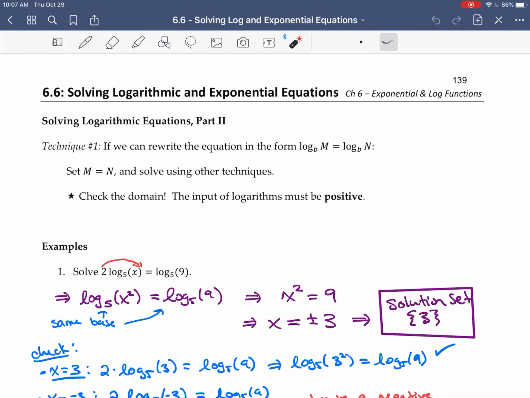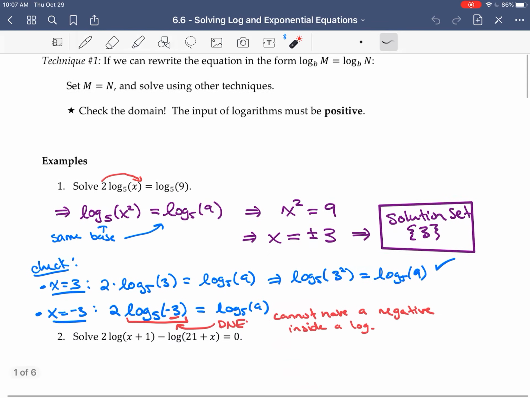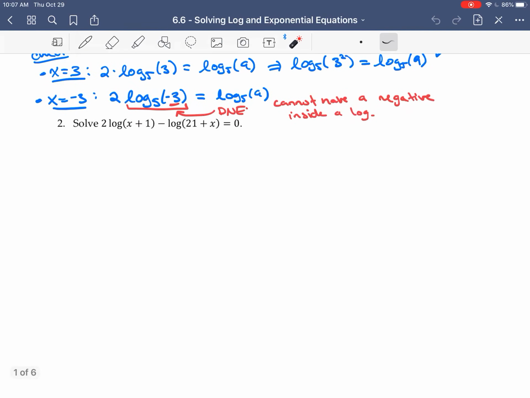In this video, we're going to do some extra examples solving logarithmic and exponential equations. Okay, so equations that have logs or exponentials in them. So let's start with example 2 here.